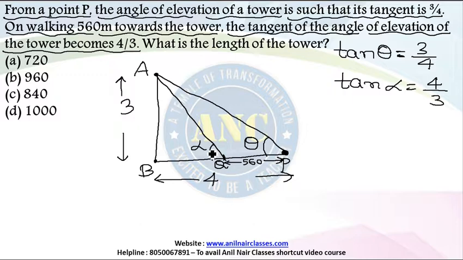That means opposite to this alpha, it is 4. Adjacent to this alpha, it is 3. Right? Now, think a little logically. I told you sometime before also. AB value initially is 3. The same AB value, now it is 4. Can the same AB have 3 and 4, different values at the same time?